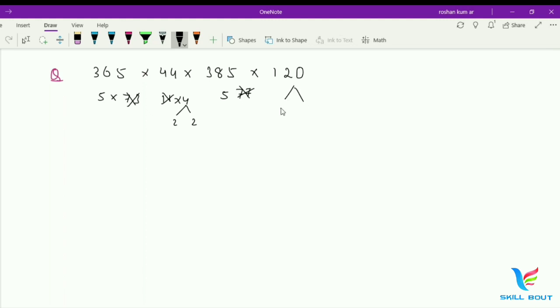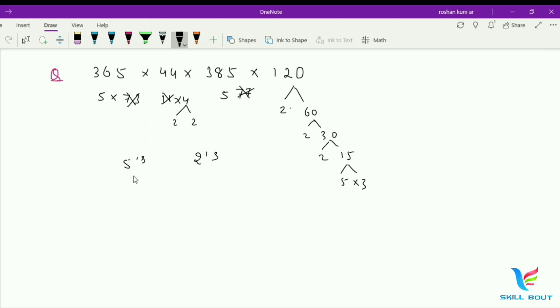120 can be written as 2 into 60. 60 can be written as 2 into 30. 30 can be written as 2 into 15. 15 can be written as, see this very carefully, 5 into 3. So my ultimate aim is to check how many 5s there are and how many 2s there will be. I'm just doing this as a beginner. I'll not be doing all this drama in the examination. In the examination, you guys know how to tackle this kind of problem. Directly, you can go back and see the numbers.